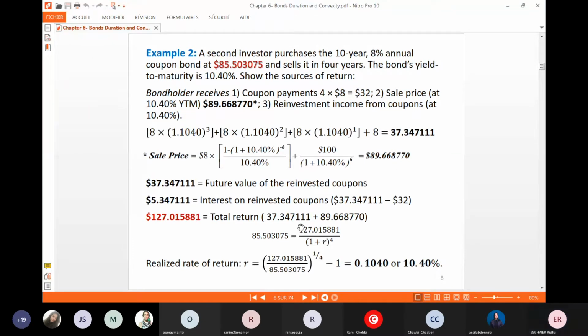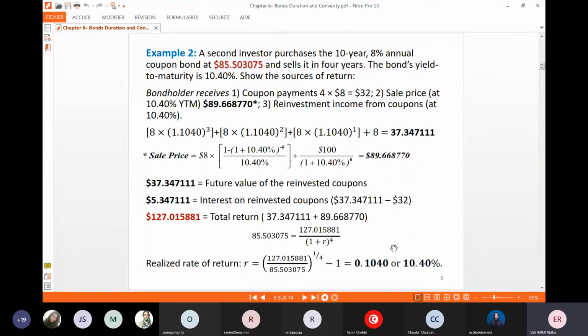$127.01. Here, since the investment horizon is 4 years, the annual return realized by this investor is the discount rate that makes the present value 4 years from now of 127.01 equal to the initial investment he made. We find the total annual return, the realized rate of return of this investor too, is 10.4%.